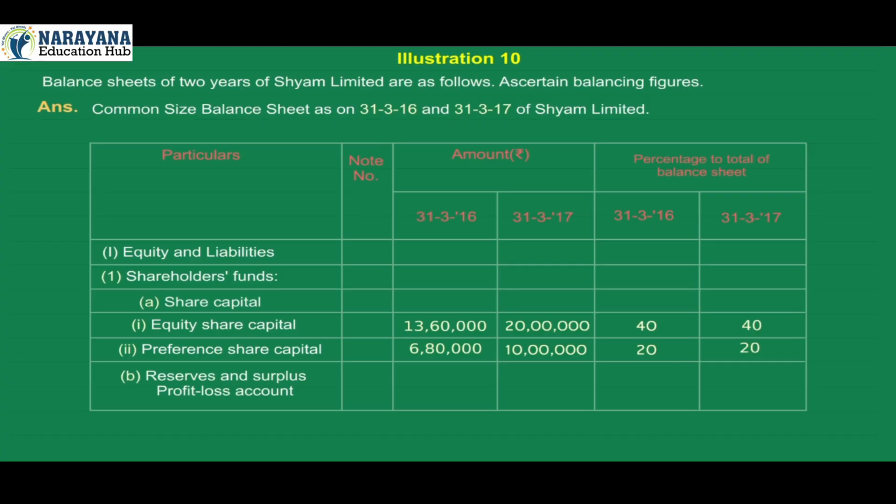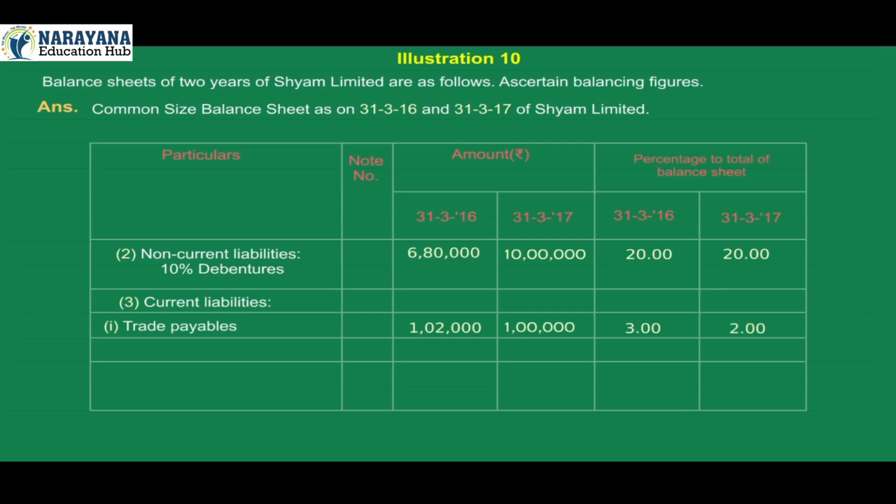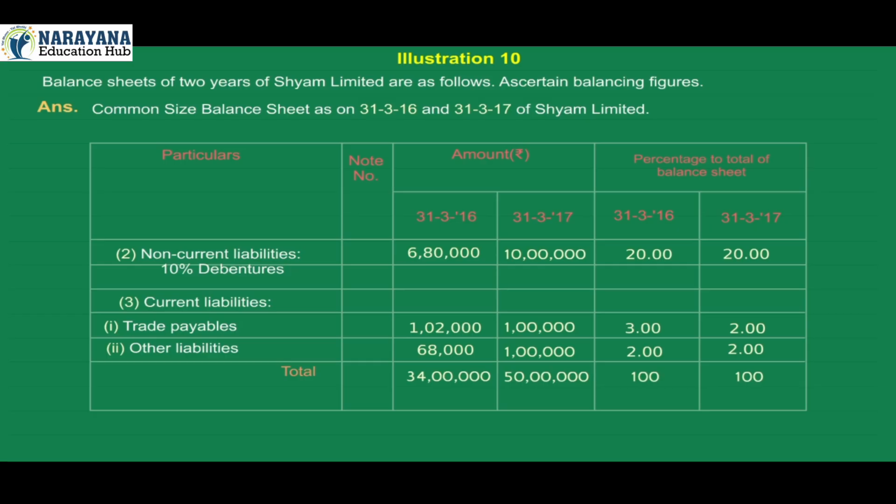B. Reserves and surplus. Profit and loss account. 5 lakh 10,000, 8 lakh, 15%, 16%. 2. Non-current liabilities. 10% debentures. 6 lakh 80,000, 10 lakh, 20%, 20%. 3. Current liabilities. 1. Trade payables. 1 lakh 2,000, 1 lakh, 3%, 2%. 2. Other liabilities. 68,000, 1 lakh, 2%, 2%. Total 34 lakh, 50 lakh, 100%, 100%.